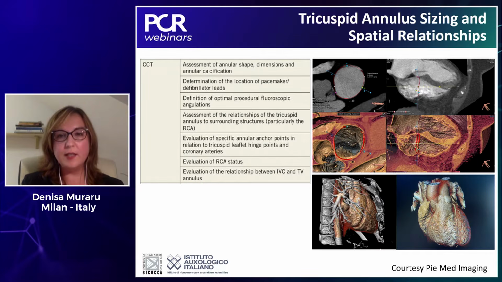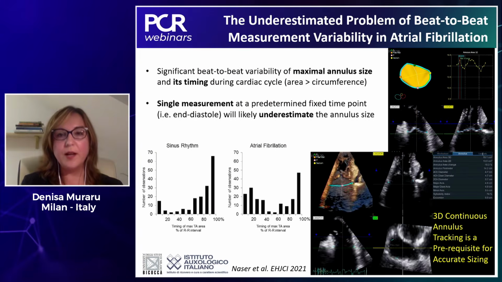Annulus sizing: the standard procedure for annulus sizing is the CT, because it allows us to assess not only the size of the annulus, but also to see the relationship with the right coronary artery. However, there is an important caveat, because many of our patients have atrial fibrillation.